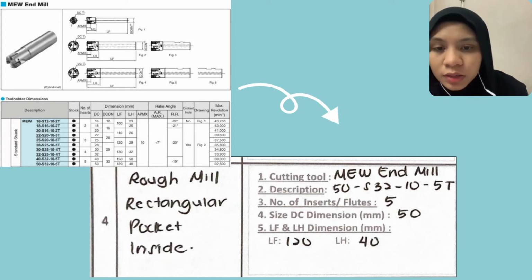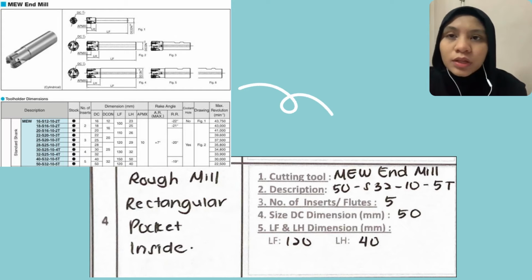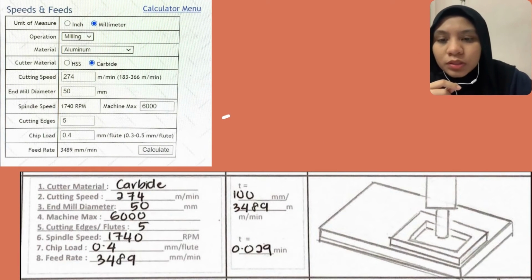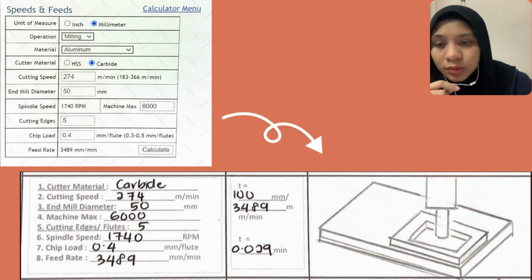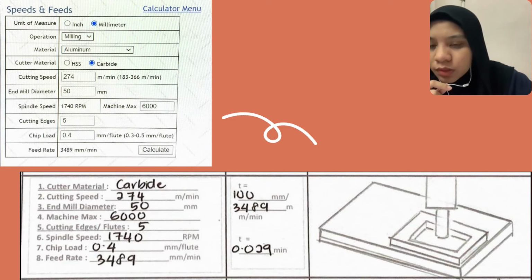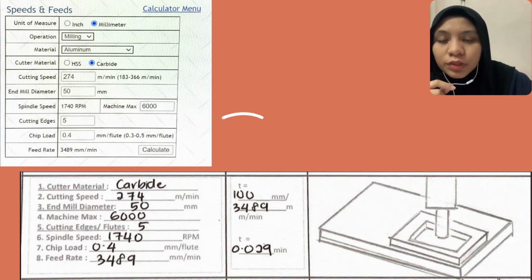So technically, the description of this cutting tool that I got is 50S3210-5T. Okay, we're going to go to part C of this process, which includes cutter material, cutting speed, mill diameter, machine maximum, cutting edges, spindle speed, chip load, feed rate, and lastly estimated time. For all of part C, we're going to calculate using this website that I attached in this presentation, and I also showed it earlier in the video.